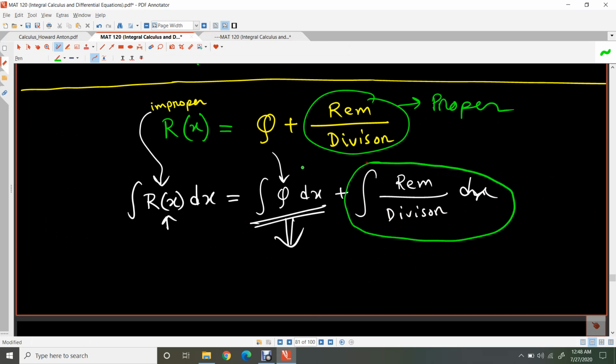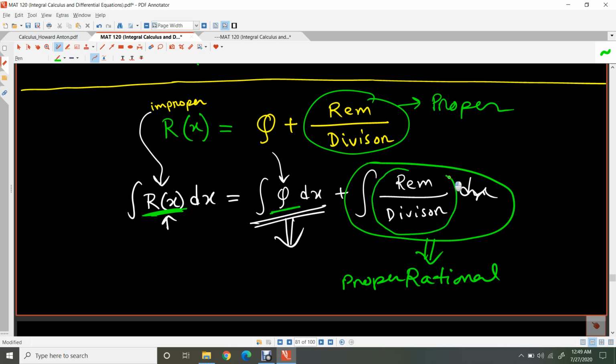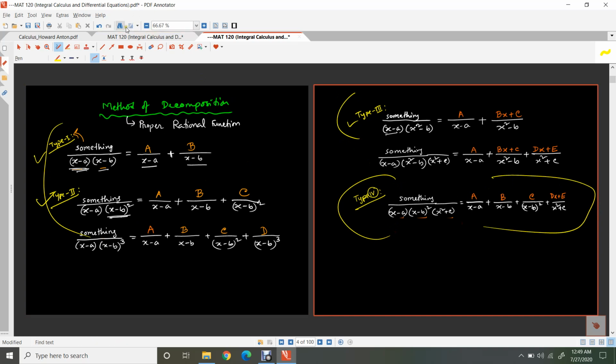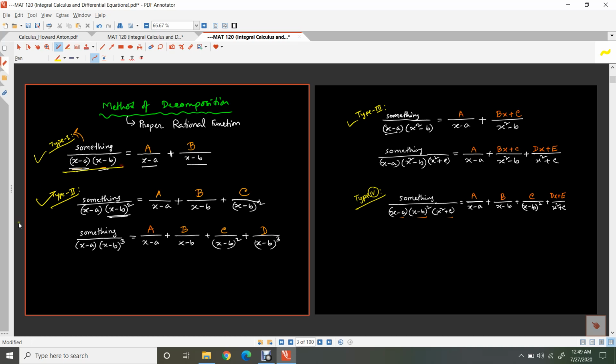So the first target is to convert the improper rational to a proper rational by using the long division technique. And remember, the formula is quotient plus remainder by divisor. So if we have to integrate that improper rational function, we can integrate the quotient part, then the remainder over divisor. To integrate this one, we have to apply the technique that we learned in our last video, that is the method of decomposition. You know that a proper rational can be decomposed by these three types. These are the three basic types, and type 4 is the combination of type 1, type 2 or type 3. So type 1, that means if we have linear factors, all factors will take a constant.